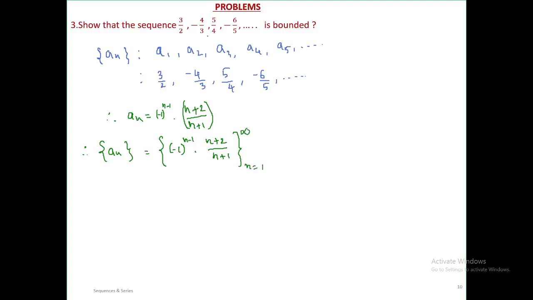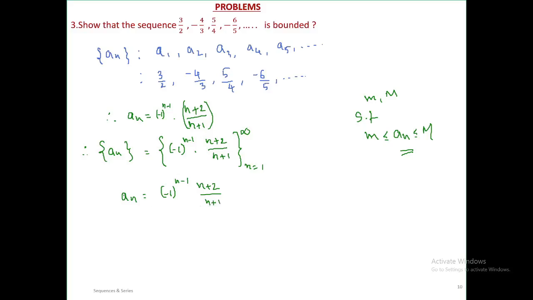Now how to show that it is bounded? I need to show that there exist small m and capital M such that m is less than or equal to an, which is less than or equal to M. Then I am done: the sequence an is a bounded sequence. That means upper and lower bounds should exist. That I need to prove. Now let us take an, the nth term of the sequence, which is minus 1 whole raised n minus 1 times n plus 2 upon n plus 1.